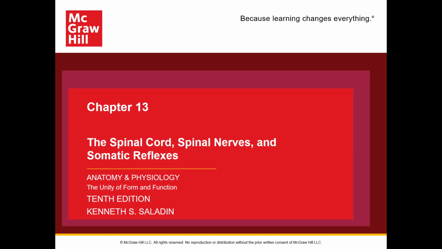So the output is always motor and is always effector. And we call that efferent based on effector. Efferent. That's efferent neuron. While up here you have afferent. Afferent. So an input is always sensory and afferent. And an output is always motor and efferent.